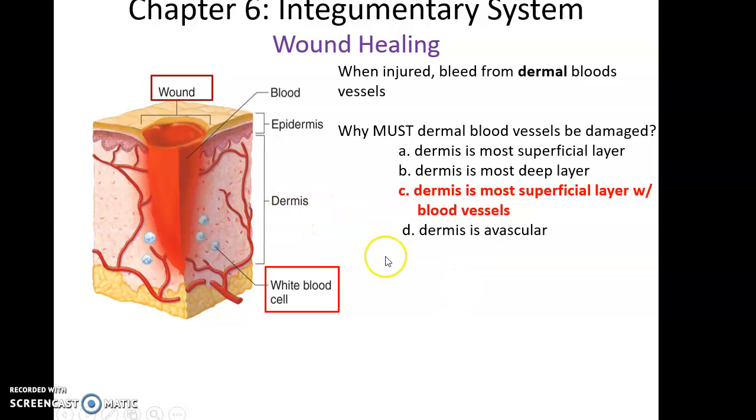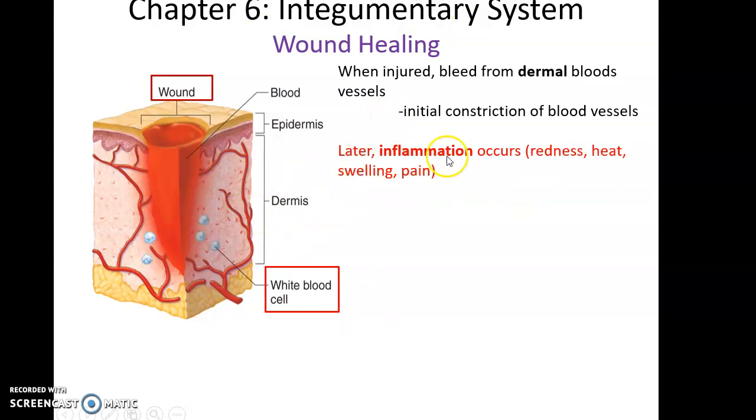And as a consequence, of course, blood cells, white blood cells, will come in at an injured site to try to keep an eye out for pathogens that might be coming in, to destroy them. So the first thing that happens after an injury that leads to bleeding is the dermal blood vessels will initially constrict to reduce blood flow to the site. Makes sense, losing blood, don't want to lose too much.